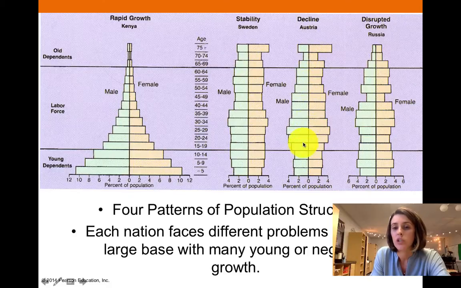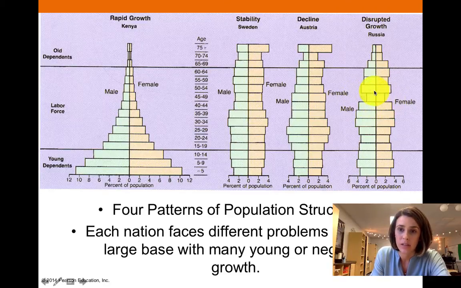Here I can see population decline because I can see each year fewer and fewer babies are being born in Austria. And then disrupted growth. Here I can see clearly something happened during this time period to cause such a reduction in the population, right? So I can see lots of babies being born before and after whatever happened during this time period.